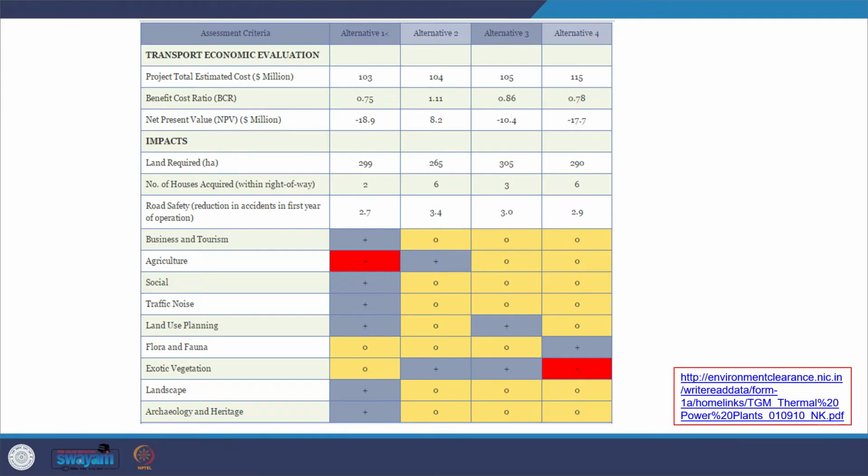So here you can see how the transportation economic evaluation has been done. Here you see alternative 1, alternative 2, alternative 3 and 4, how all that evaluation, what are the impacts and what are the positive, what are the negative impacts, all that has been evaluated across the alternatives here and across the different domains: traffic, noise, land use, flora, fauna, exotic vegetation, landscape, and so on. So it helps. In all that domain-specific work, what you have done has to be summarized here. So that was about EIA reporting.